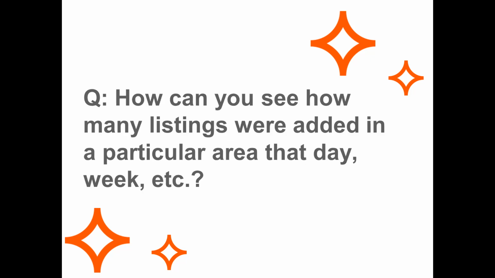Our final question comes from Terry from PA, who asks, how can you see how many listings were added in a particular area that day, week, etc.? Sure. Well, that sounds like the very definition of what we would call a hot sheet. If you're unfamiliar with that term, a hot sheet is essentially a saved search for a particular area and given criteria, so a particular neighborhood or a particular zip code, town, only 3 bedrooms, only in certain price ranges. You can set up that search and have the system give you updates daily in what we call a hot sheet, and you'll be able to see what the market is, and you'll see what listings have changed.